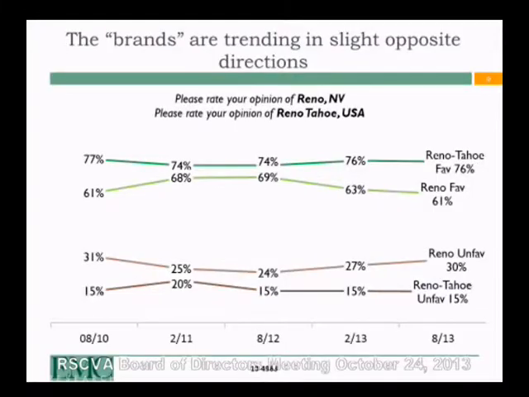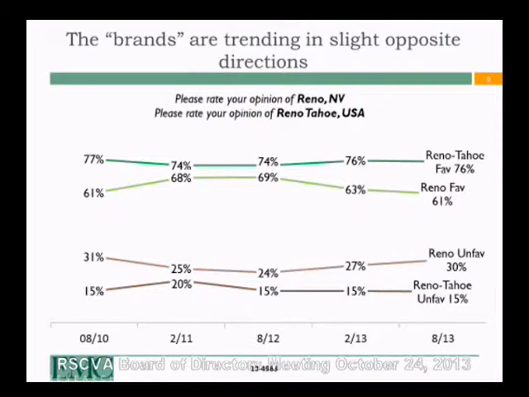We asked about both brands. We asked about Reno, Nevada, and we also asked about Reno Tahoe USA, because we market both brands. Reno Tahoe USA is, of course, not really a place, but it is a brand. On the top there is Reno Tahoe USA, and that favorable has always been stronger, partially because, as we know, Tahoe, especially in the Bay Area, is a very, very strong brand. Tahoe's always been more favorable.